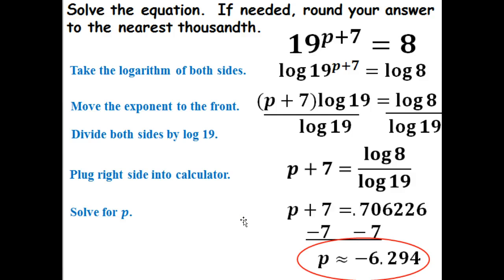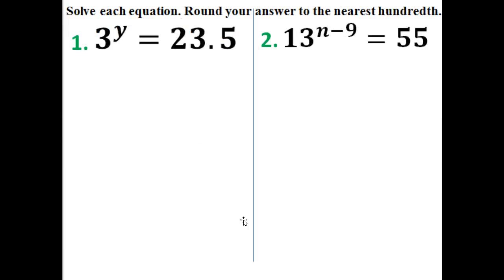Okay, now we're going to try a couple here. Here are your first two that I want you to try. Just push pause when you're ready, and then you can work on it, and then you can check back in for your answer.